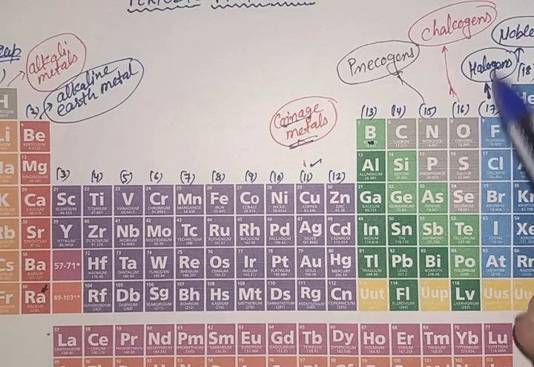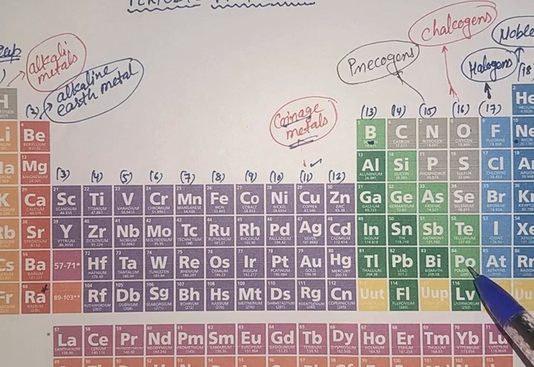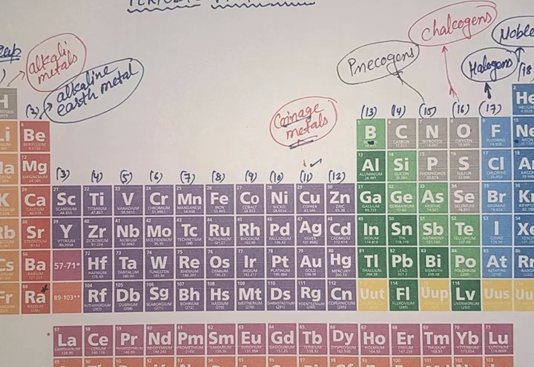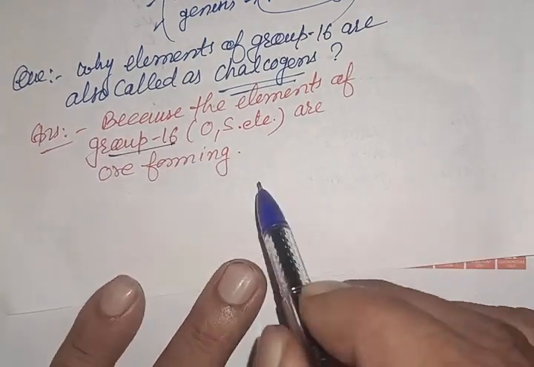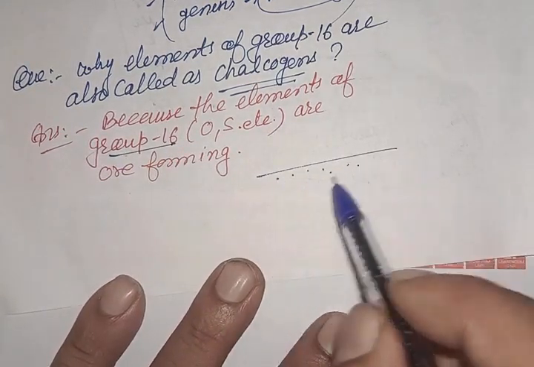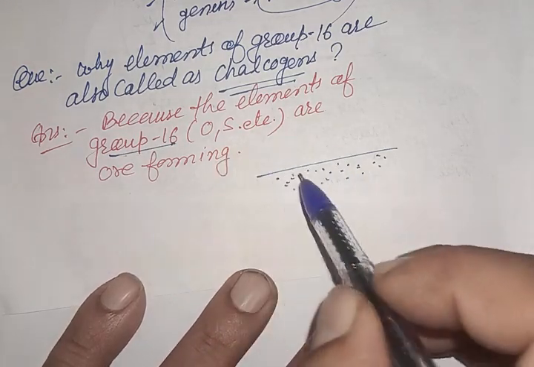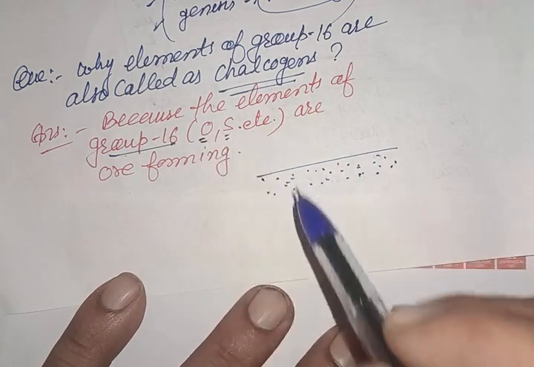Next, the elements of group number 16 are also called chalcogens. Group 16 is basically oxygen, sulfur, selenium, tellurium and polonium. Why are they called chalcogens? Because these are the ore forming elements. Every metal present in the earth's crust is not free in the earth's crust. They are attached mostly with oxygen and sulfur.